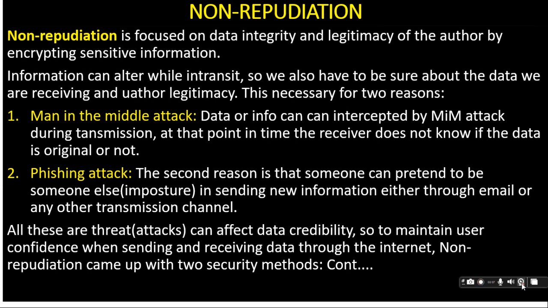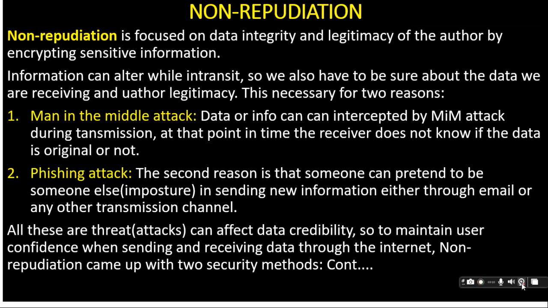One, man in the middle attack. The reason why we need to mitigate the man in the middle attack is that it is one of the interceptors whenever information is sent across. They repudiate this data, they alter it, they modify it before they send it to the intended recipient. With a man in the middle attack, data or information can be intercepted by the attacker during transmission. At that point in time, the receiver does not know if the data is original or not.